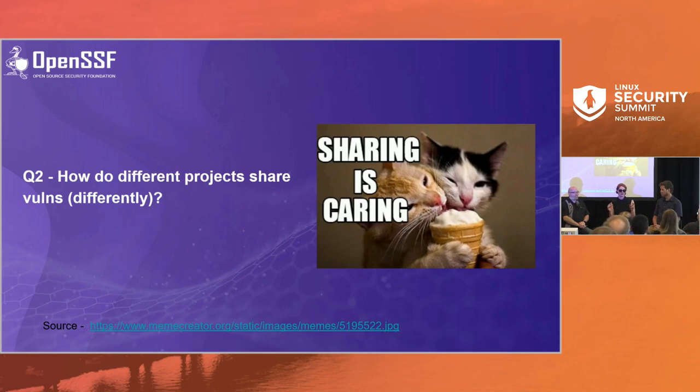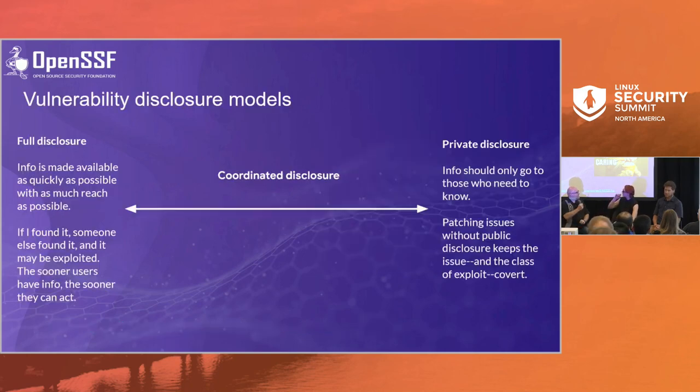Okay, so I think actually we have a little chart. You can kind of put things on a sliding scale. Where full disclosure is the intent of sharing this as widely as possible, as quickly as possible, not doing something like sharing the information privately beforehand, because I think that the sooner the users have this information, the sooner they can take action, and that is what's important.